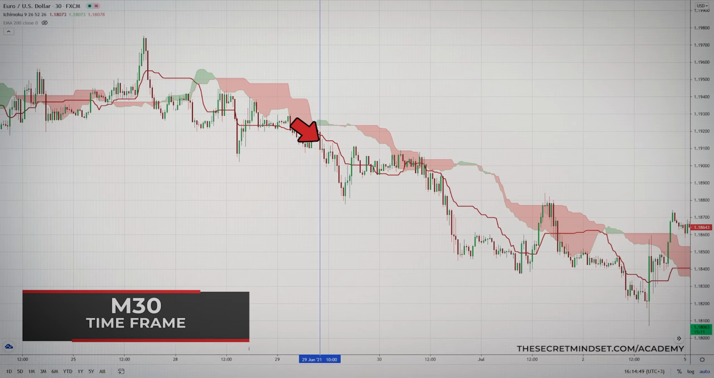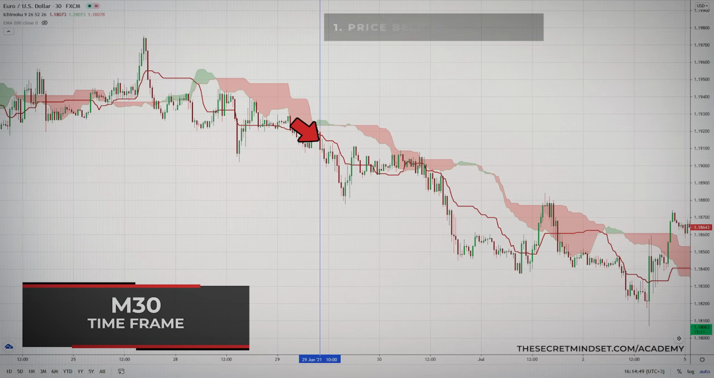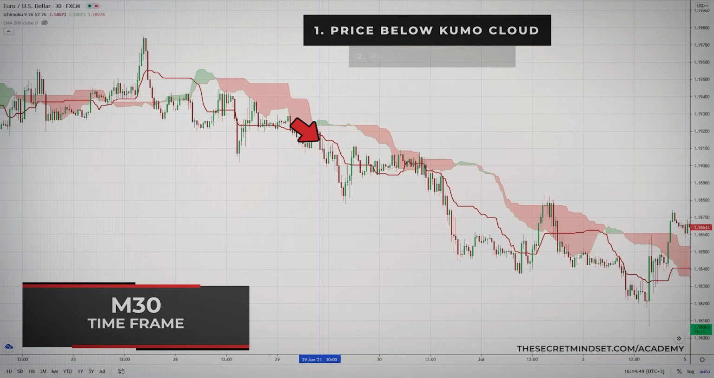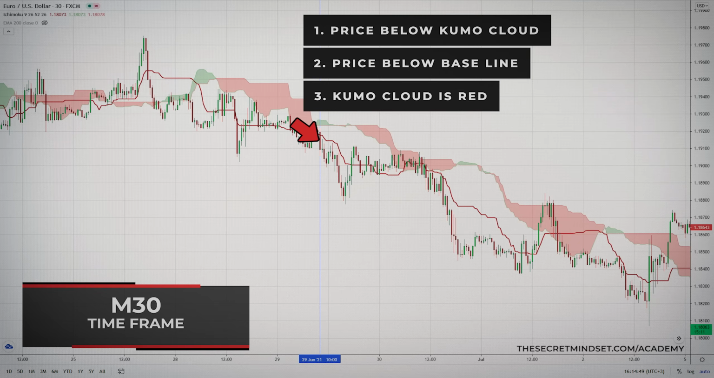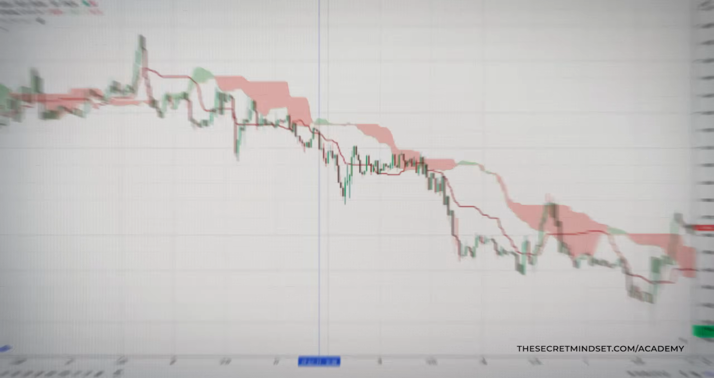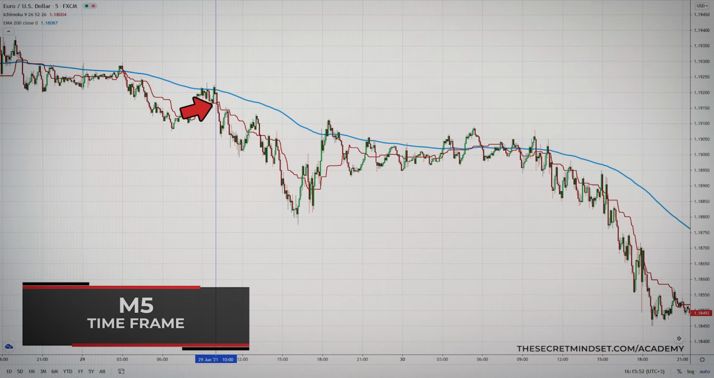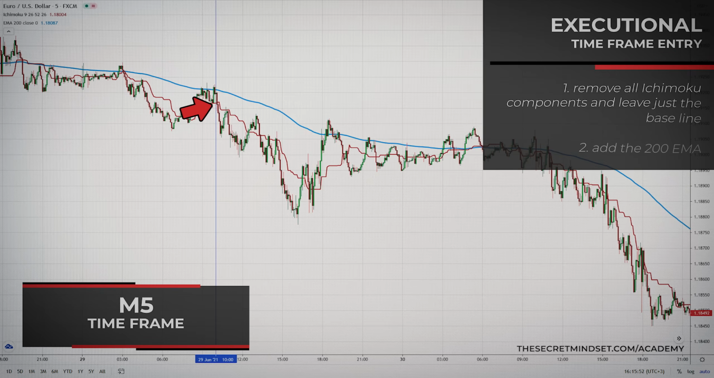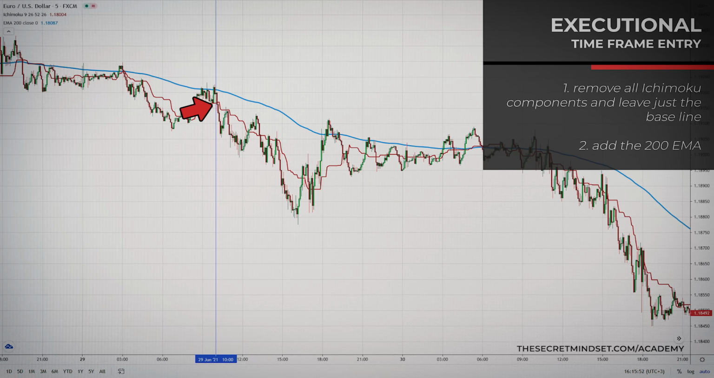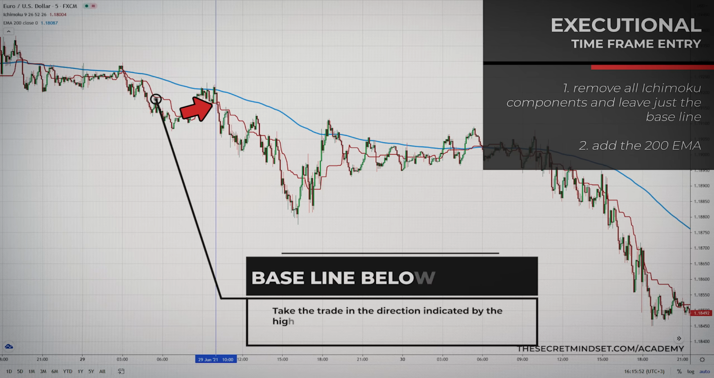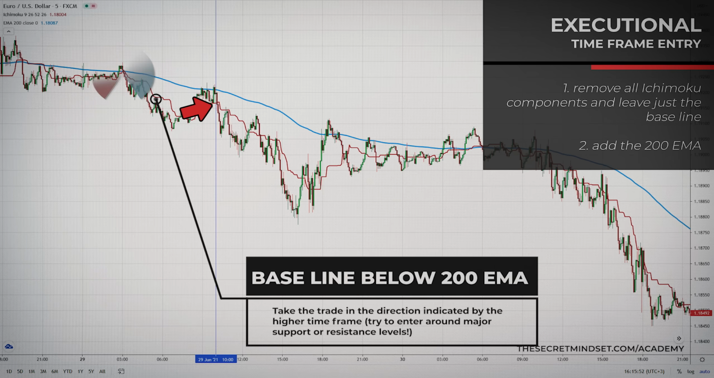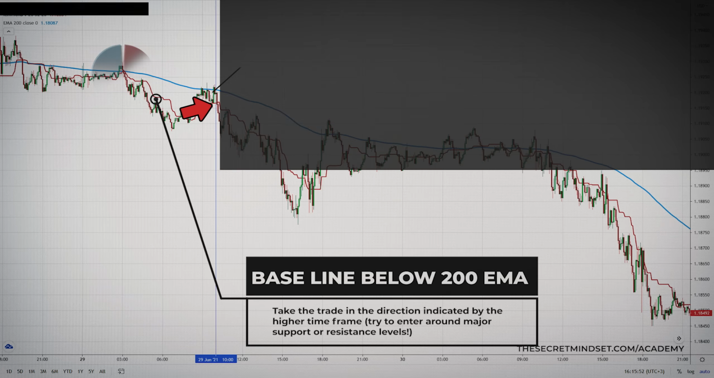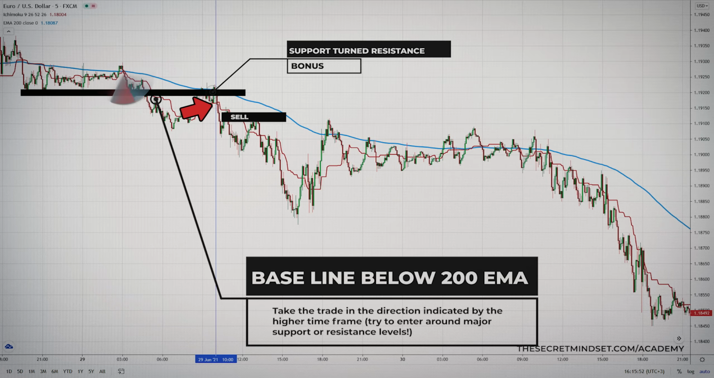Then, we go on the next time frame, the 30-minute time frame, and we see that the price is below the Kumo cloud. Price is below the baseline, and the Kumo is red. The trend is clearly down, so we go on the entry time frame, the 5-minute chart, and look for a short signal. We removed the other components to better visualize the chart. We add the 200 EMA, and we see that we already had a bearish crossover between the baseline and the 200 EMA. We entered short around this level with a 2-to-1 risk-reward ratio.